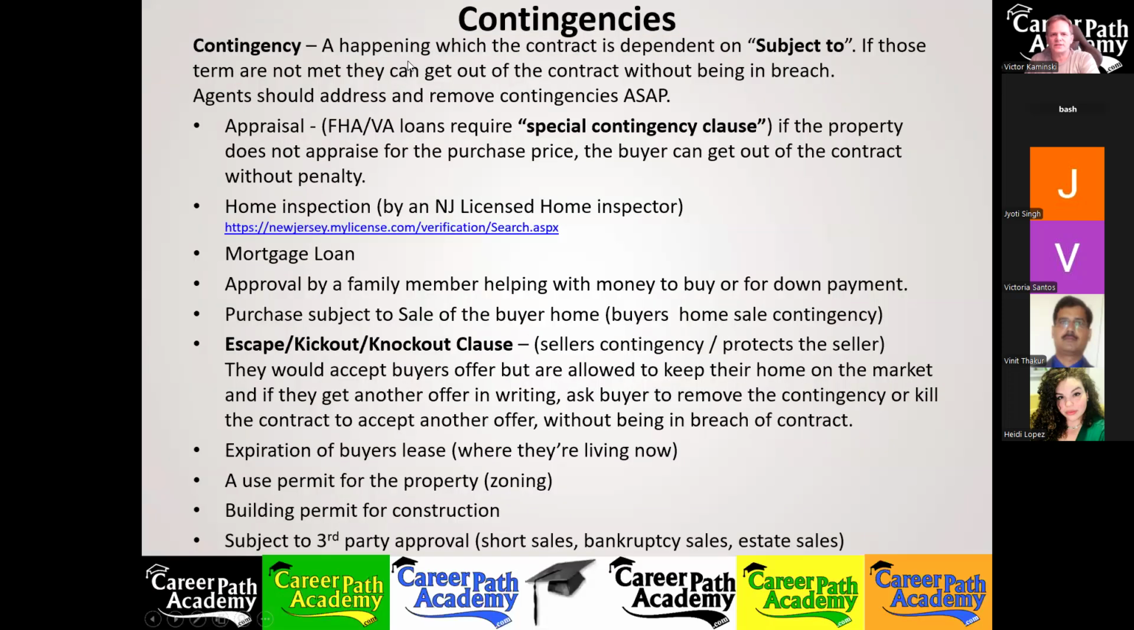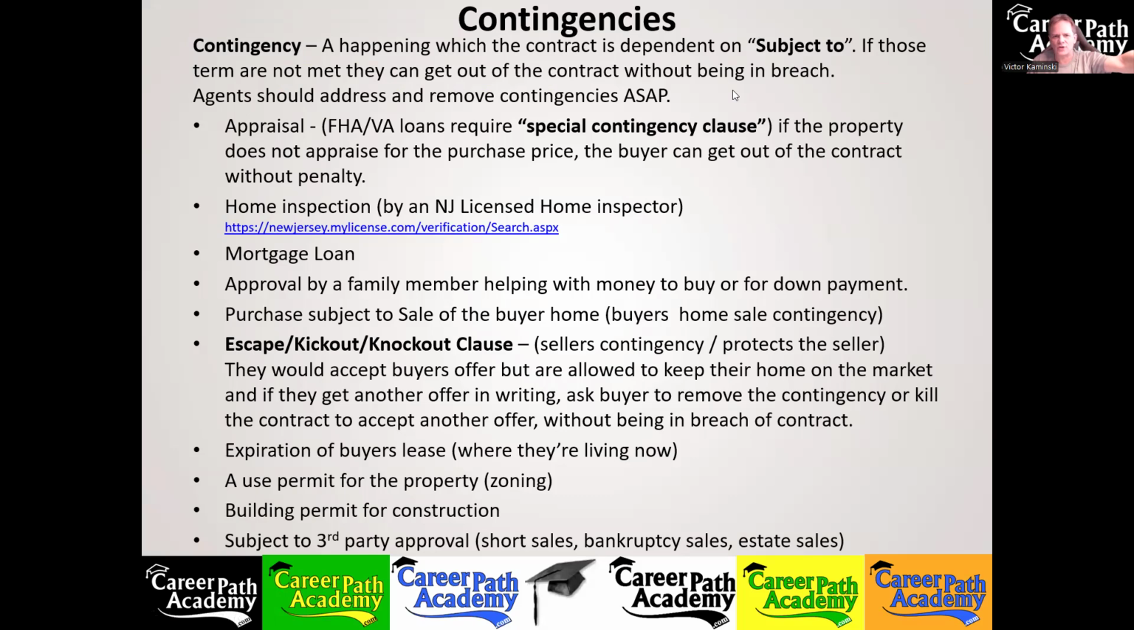So contingencies are happenings in which the contract is dependent on, or subject to. So if those terms are not met, they can get out of the contract without being considered in breach of contract. Agents should address and remove contingencies as soon as possible, ASAP. So we have the appraisal. The FHA loan or VA loan requires a special contingency clause.